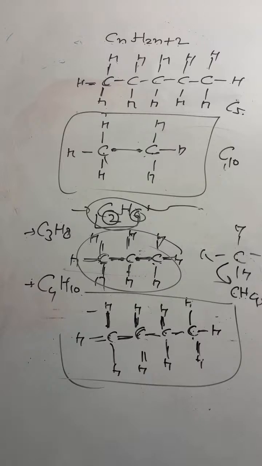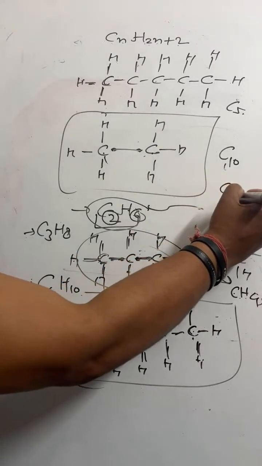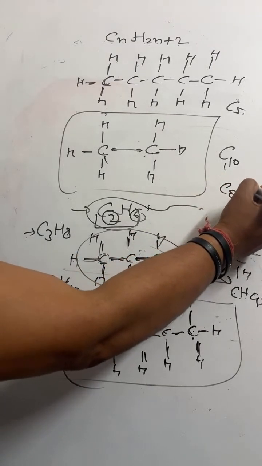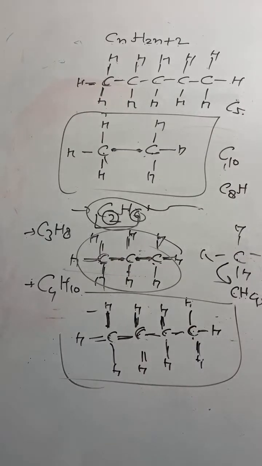For example, if I say C8, what should be the number of hydrogen here? Kindly type C8. How many hydrogen should be there? C8, then what is the number of hydrogen?